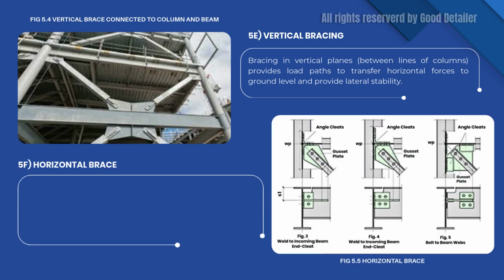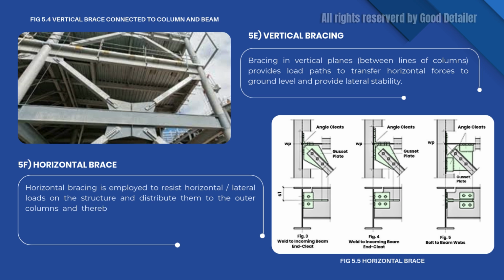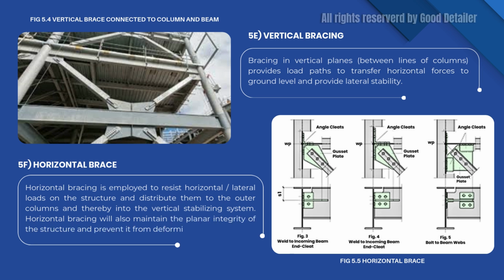5F. Horizontal brace. Horizontal bracing is employed to resist horizontal, lateral loads on the structure and distribute them to the outer columns, and thereby into the vertical stabilizing system. Horizontal bracing will also maintain the planar integrity of the structure and prevent it from deforming out of shape.